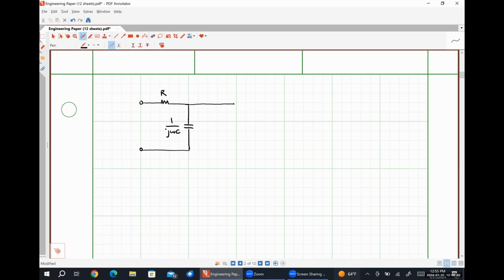Then over here on the right-hand side, I'm going to have another set of terminals. So on the left-hand side is where I apply my input voltage as a function of frequency. So this is effectively a phasor voltage. And then over here on the right-hand side is where I measure my output voltage, also as a function of frequency. Okay.